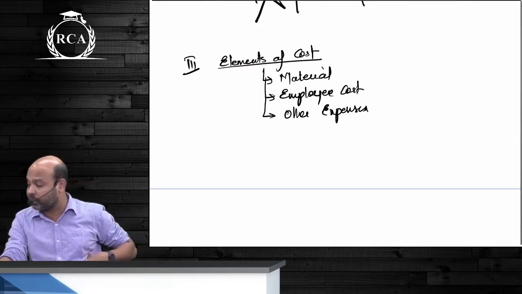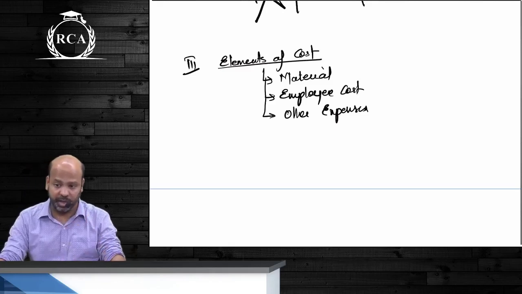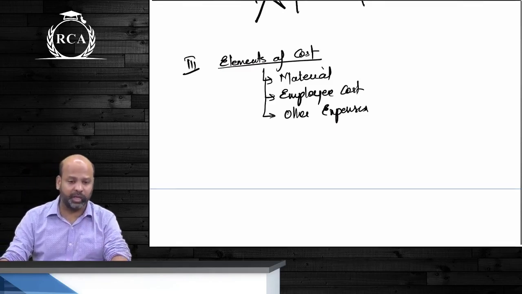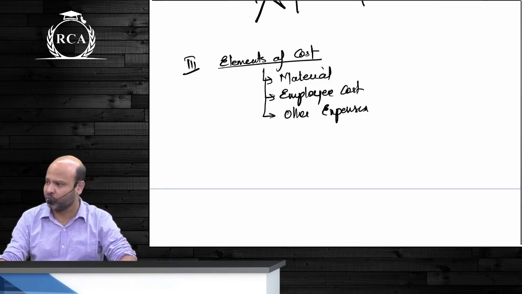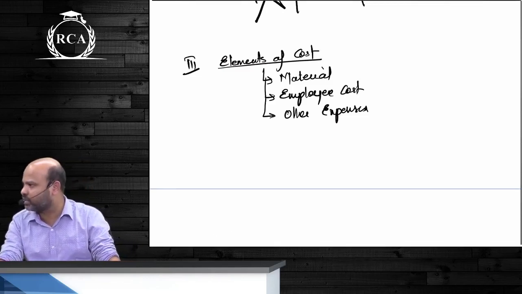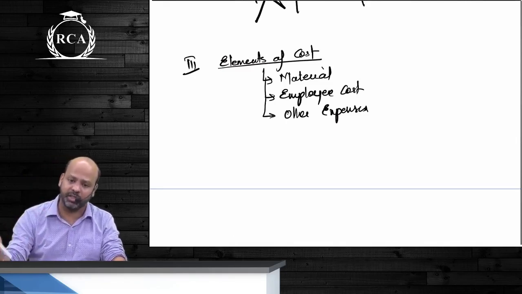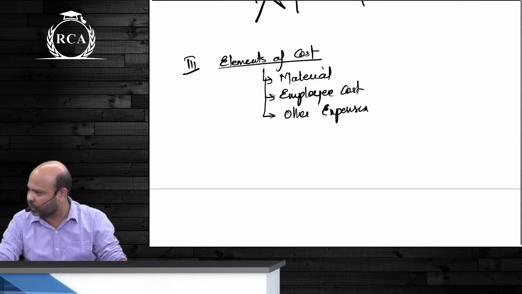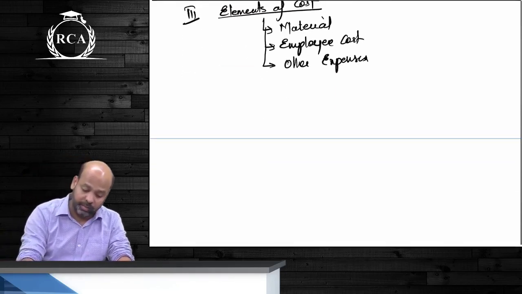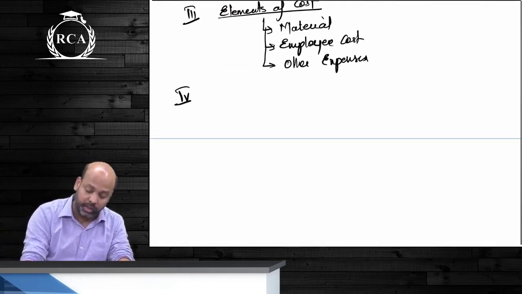Material does not mean that it should be physically seen in the end product. It can be material that is used in the manufacturing process, but has no physical existence in the end product. But it is still some component that is being used to manufacture the product. Are we clear about this? So based on elements, we divide the expenses into material, employee cost, and other expenses.